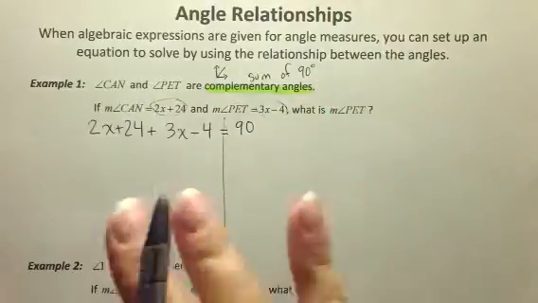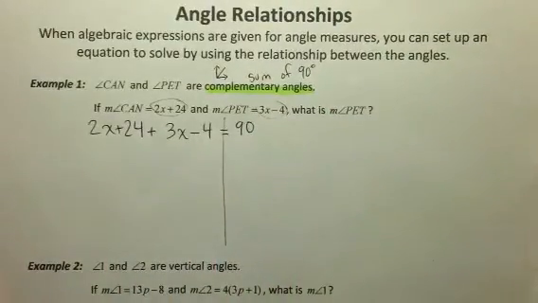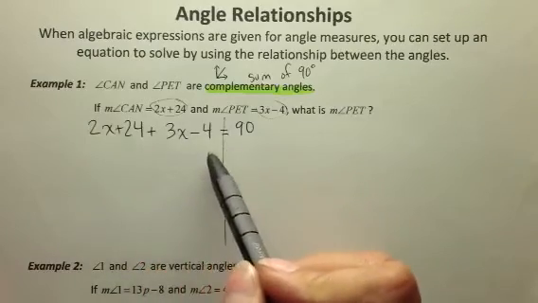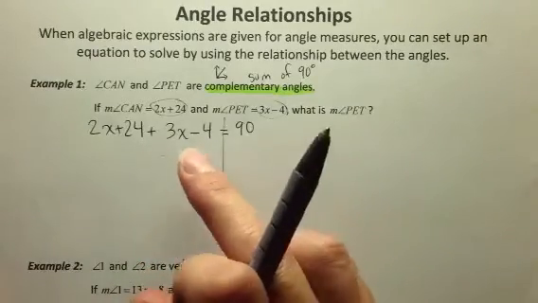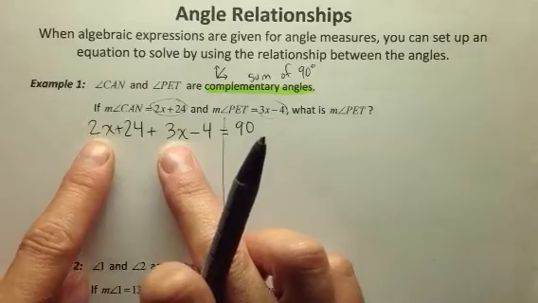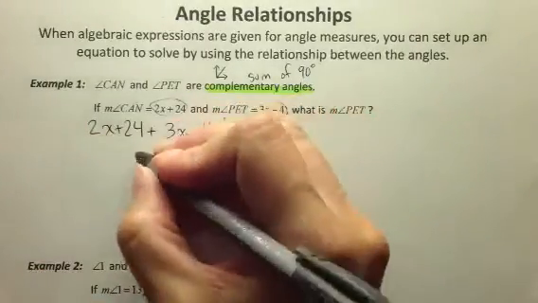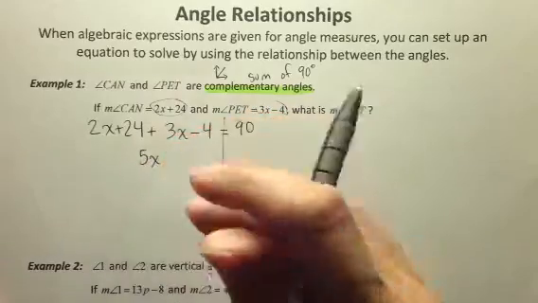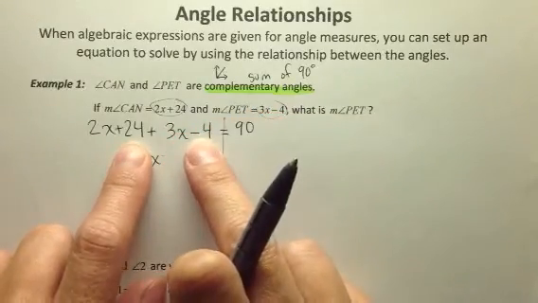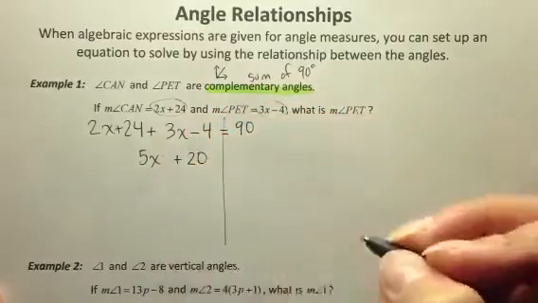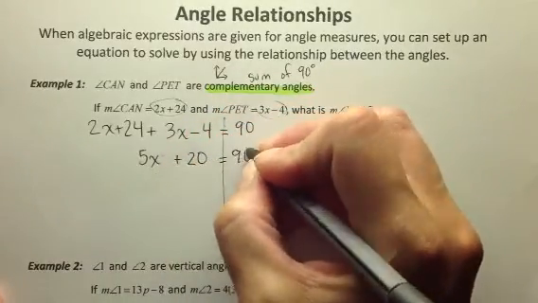I like to make a left and right side of my equation. When things are on the same side of the equal sign, I'm just going to start by simplifying that side. In other words, 2x and 3x are like terms, so I'm going to add them because they're on the same side. I get 5x. 24 and negative 4, they're on the same side, so I'm going to add them, and I get positive 20 equals 90.